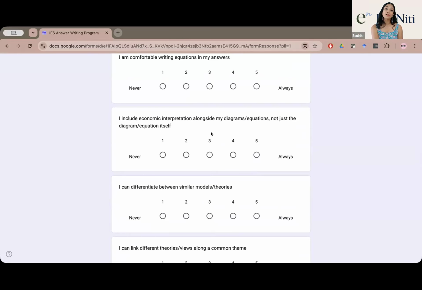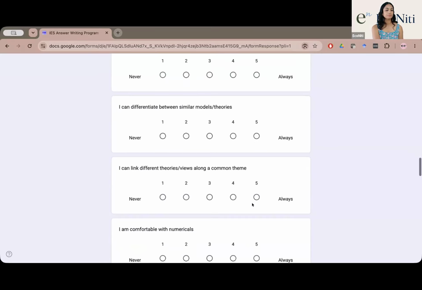I include economic interpretation. Dry answers नहीं लिखने हैं, as I always say. कुछ लोग हैं जो कि इक्वेशन बहुत अच्छे से लिख सकते हैं और फिर वो इंटरप्रेट करना भूल जाते हैं. कुछ लोग हैं जिनको इक्वेशन से डर लगता है, and then they write very beautifully the economic intuition but they forget to include the equation. A good answer is to be able to include both. So दोनों चीजें होनी चाहिए. So you include economic interpretation. Again, you want to move towards always.